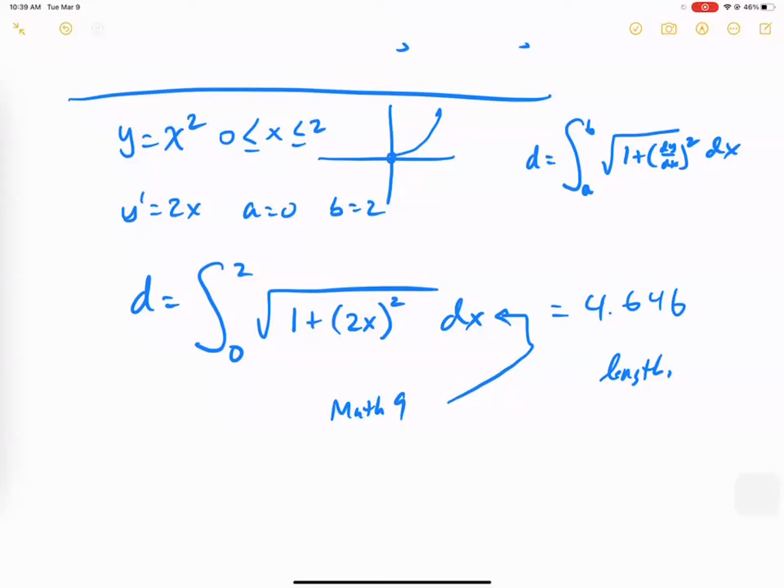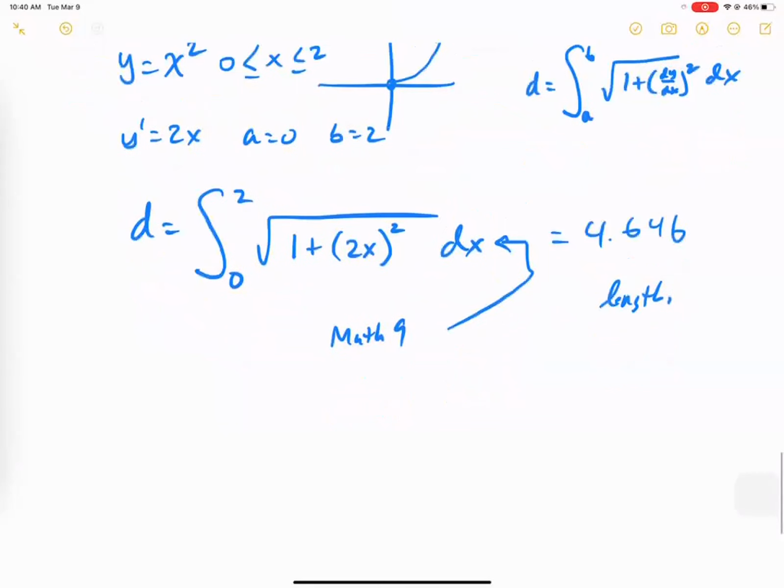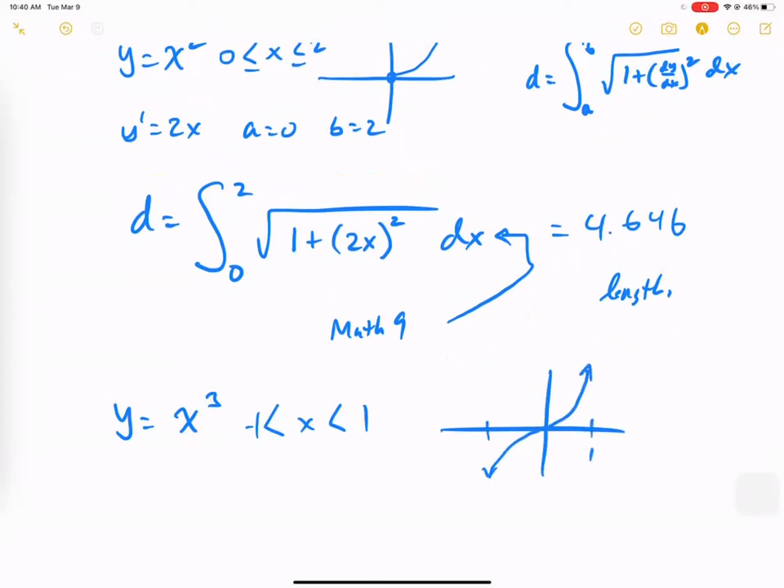Okay, so what else can we do here? All right, let's try another problem. What if I wrote y is equal to x cubed, from negative 1 to 1? The x cubed graph looks like this. Negative 1 to 1.